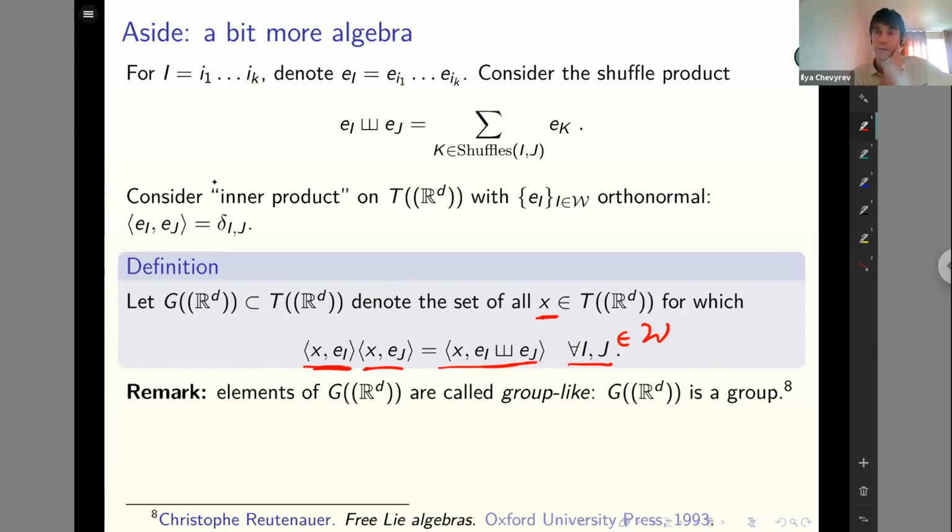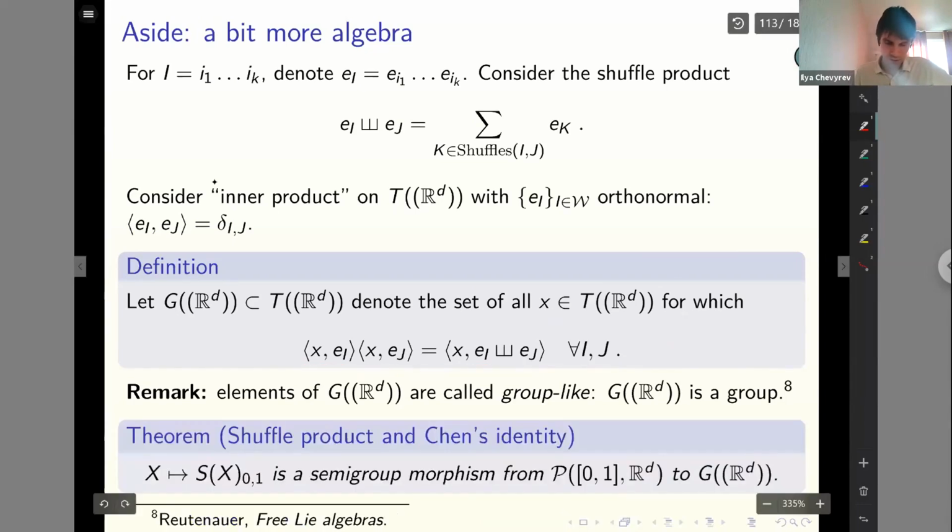So this is quite a nice, very nice algebraic property. For those who are mathematically inclined, perhaps this is the nicest statement that you can find about signatures. This combines the properties of shuffles and Chen's identity. It tells you that the function that sends a path X to its signature is a semigroup morphism from the space of paths into the group-like elements of this formal series T of RD. So this summarizes both the shuffle and Chen's identity in one very clean statement.